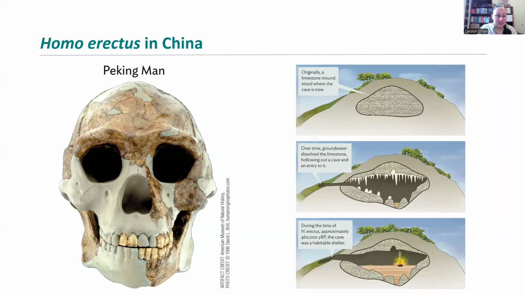This is another image of Peking man. This is, again, Homo erectus, found in China and found in a cave site. So Homo erectus was, at least in China and probably in some other areas, moving into cave sites as these caves, limestone dissolves within an area, it creates an exposure, and a lot of hominins used these as places to shelter.